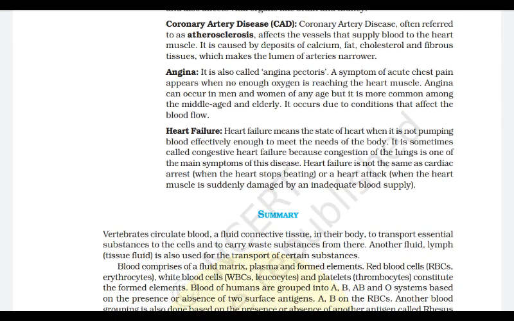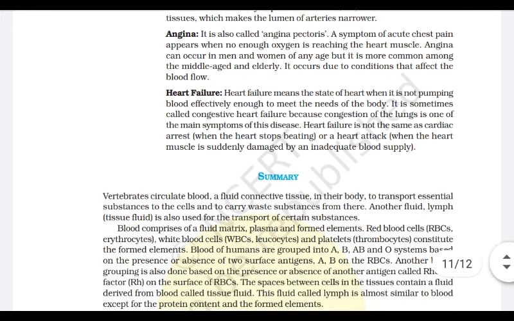Second is CAD, coronary artery disease, also known as atherosclerosis. It affects the vessels which supply the blood to the heart muscles. By the deposition of calcium, fat, cholesterol and fibrous tissue, the lumens of the arteries narrow, and the supply to the heart is blocked. Angina pectoris is acute chest pain when enough oxygen is not provided to the muscles. It can occur in any age group.